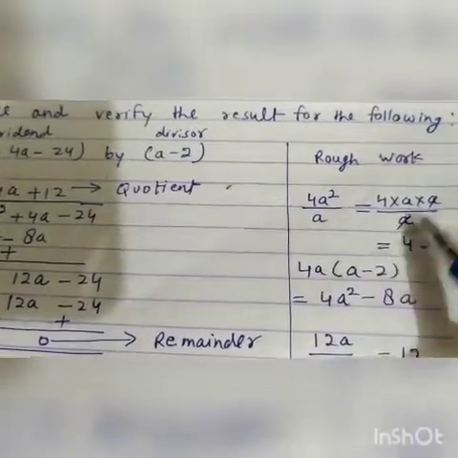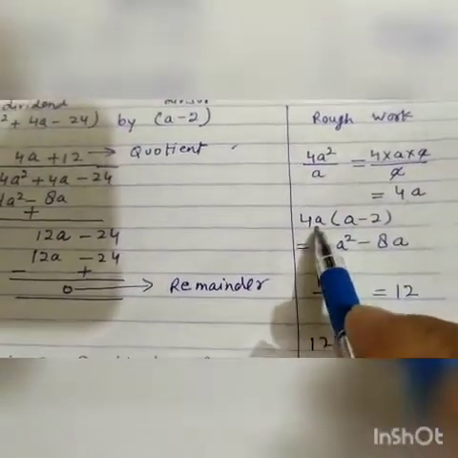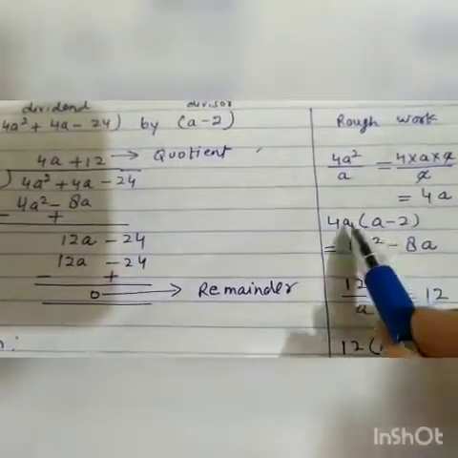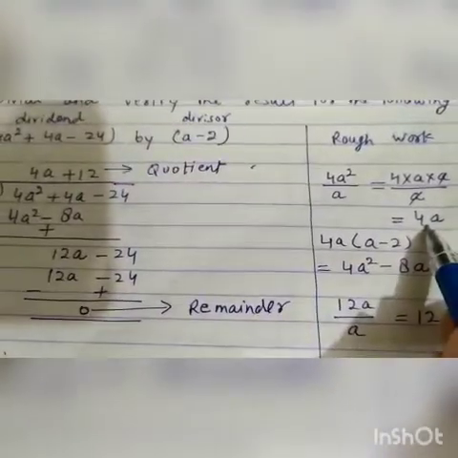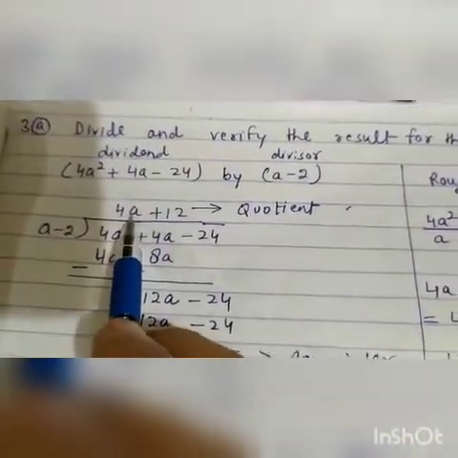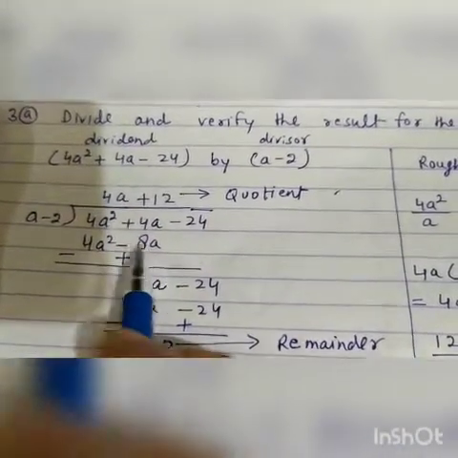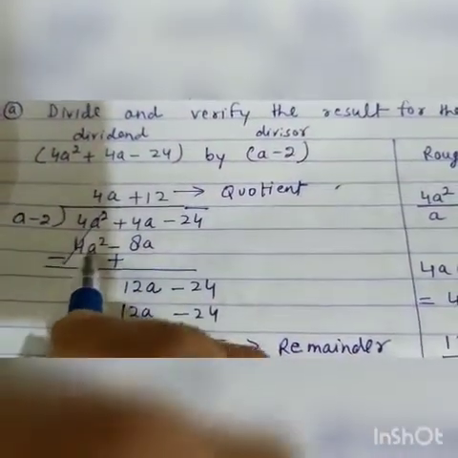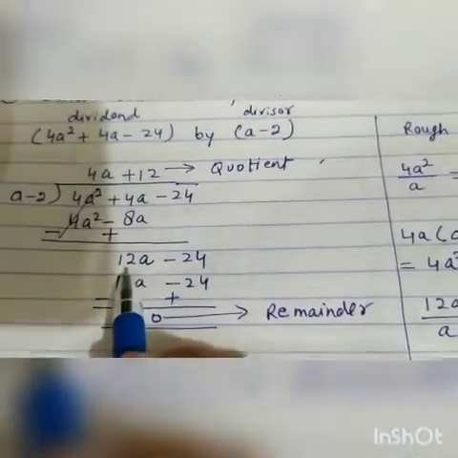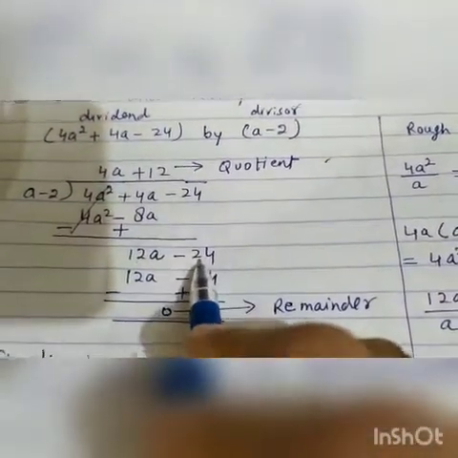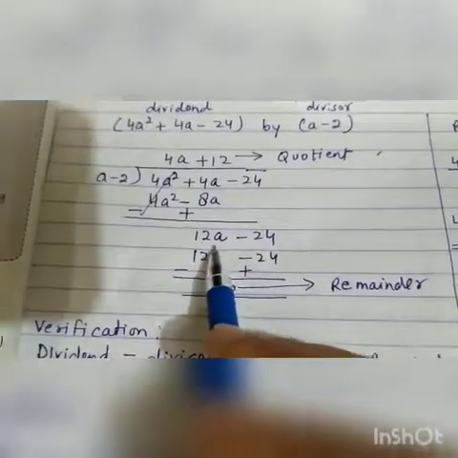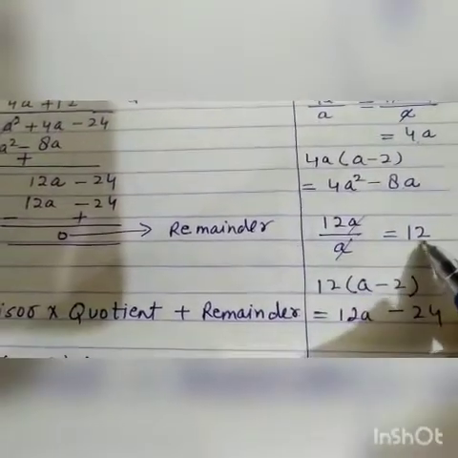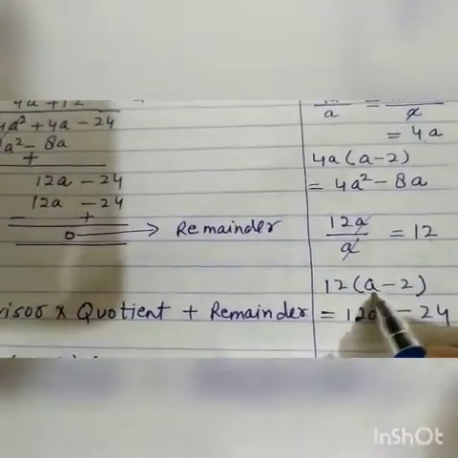4a square upon a, a cancel. 4a left, then 4a multiplied by a minus 2. It is 4a square, 4a multiplied by a, 4a square minus 4 times 2 is 8a. Write this 4a as quotient and this is product. See 4a here, 4a square minus 8a, minus plus. We have changed the sign. 4a square minus 4a square cancel, plus 4a plus 8a. It will be plus 12a. Now write this minus 24 and repeat the same pattern. This 12a divided by this a. See here 12a upon a. A cancel. 12 is quotient. 12 multiplied by a minus 2.